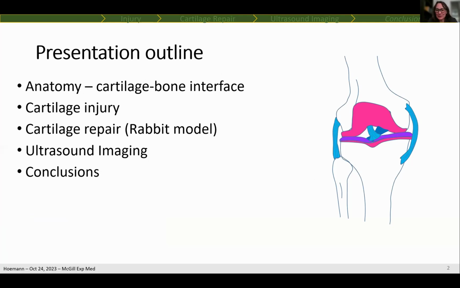So I'm just going to give an outline of the presentation. First I'm going to start with anatomy, and then I'm going to discuss a little bit of cartilage injury, actually cartilage injury induced by surgery, and then some cartilage repair models that my lab has looked into with the rabbit model. I'm going to go into a little bit of detail about other aspects of the ultrasound imaging in the rabbit, and then just a brief conclusion.